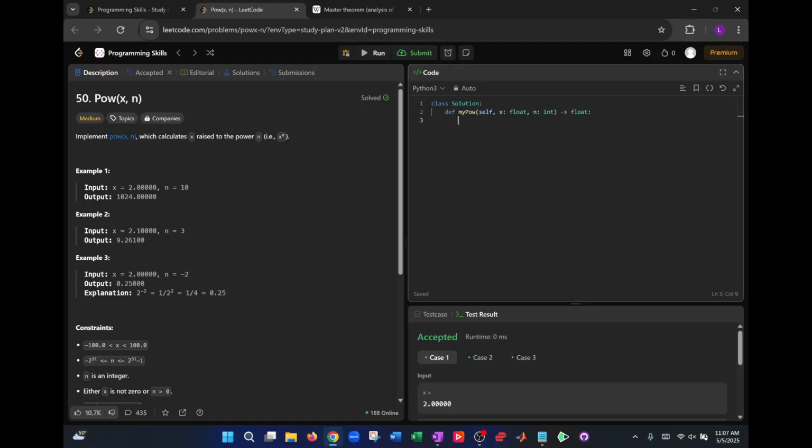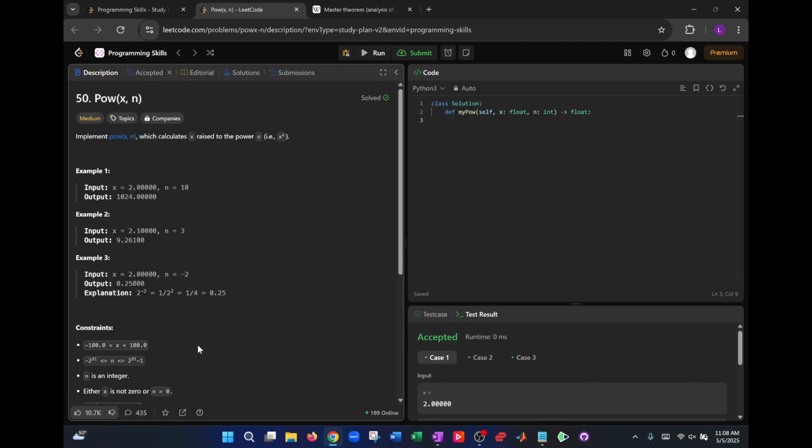All right, so here we have an exercise where we need to implement the power function. Basically, we're going to be given a float x and an integer n, and we need to return x raised to the power of n. I have some examples here, looking at the constraints. x is just some float, n is some integer, and n can be negative.